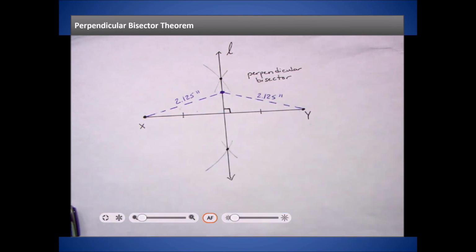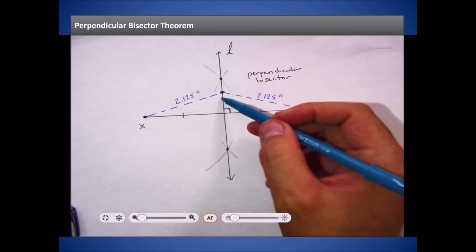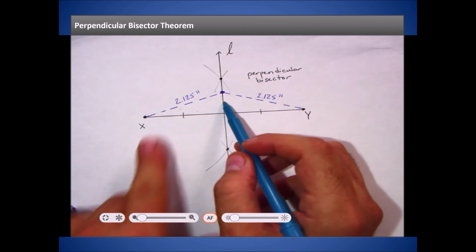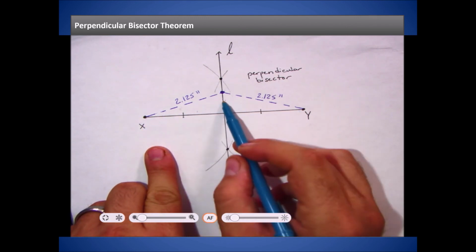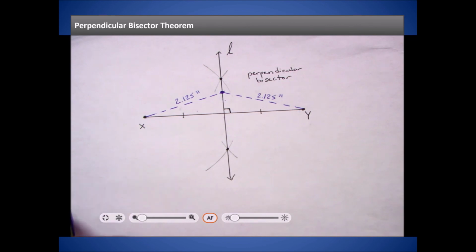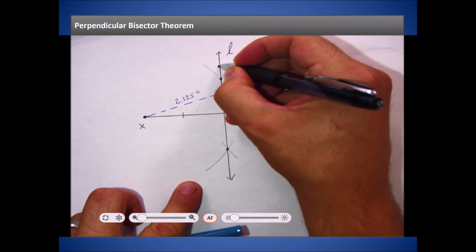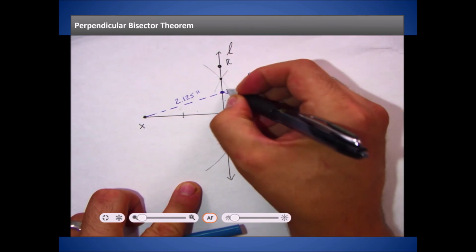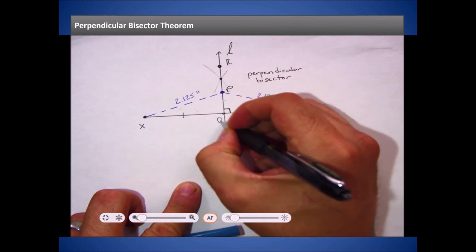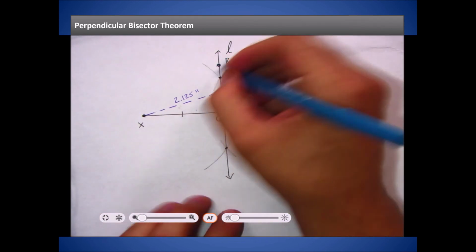And so it doesn't matter where I am on this bisector, I will travel the same distance to go to X as I would to go from here to Y. And we can show this with another example. So let's say I'm over here instead. We'll call this point P. Let's call this point Q. And then let's call this R. Let's say I'm at point R, a bit farther away.